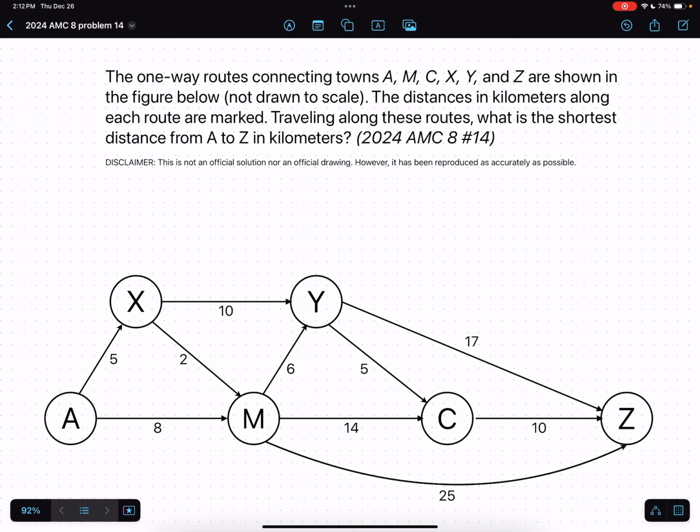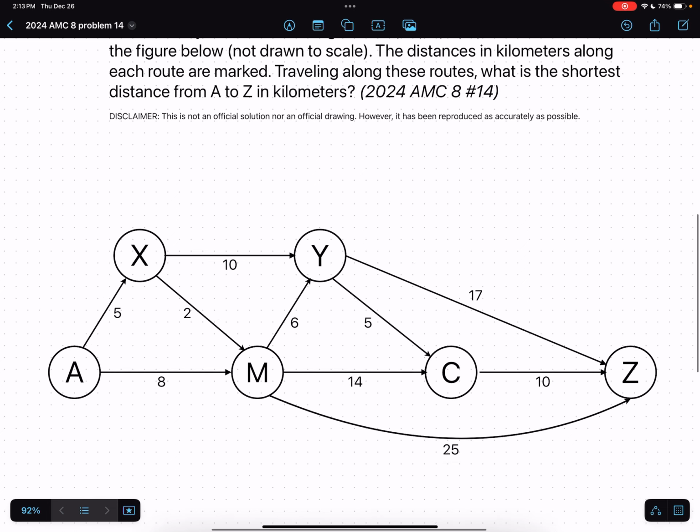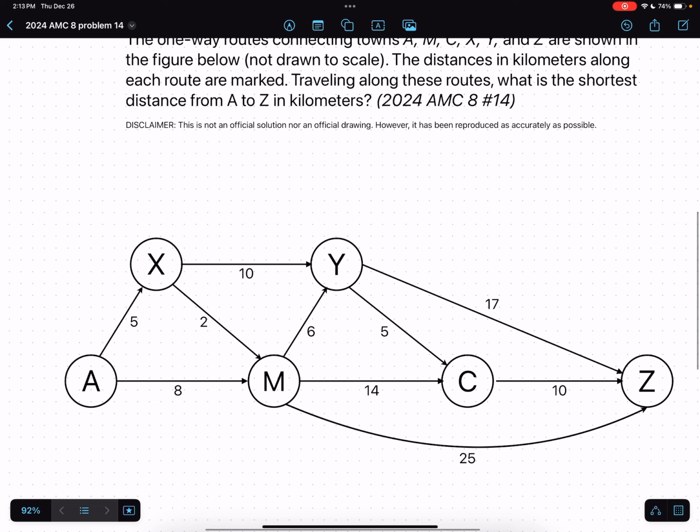The one-way routes connecting towns A, M, C, X, Y, and Z are shown in the figure below, not drawn to scale. The distances in kilometers along each route are marked. Traveling along these routes, what is the shortest distance from A to Z in kilometers? So here we have our diagram. We're trying to get from A all the way to Z, to the other end of the diagram, and we need to do it in the least amount, and they have the numbers right here.